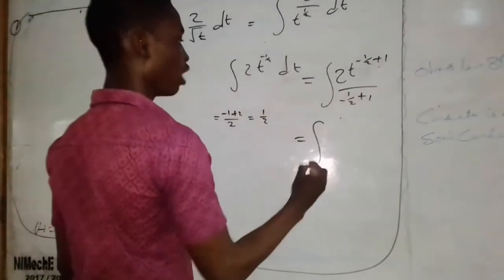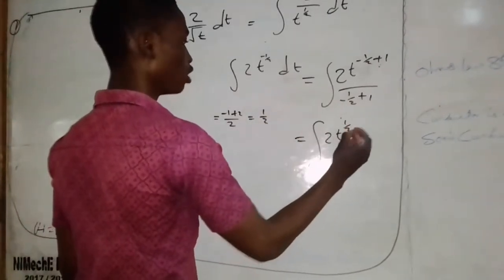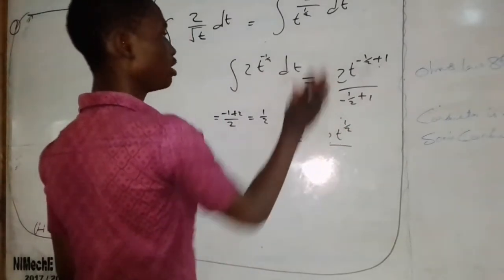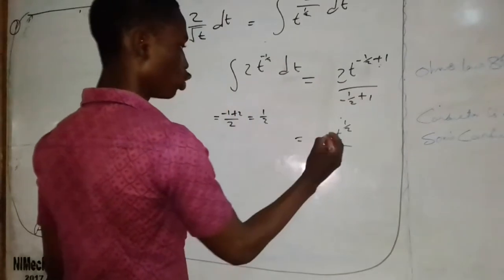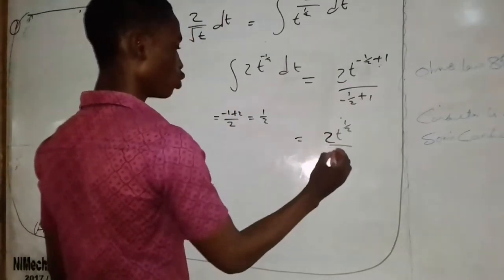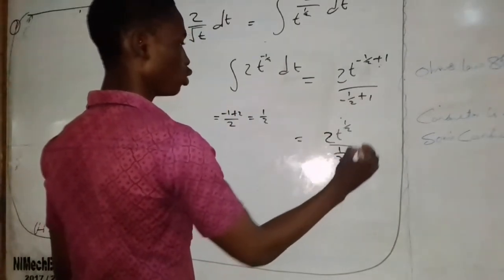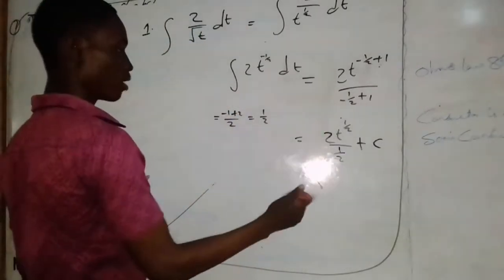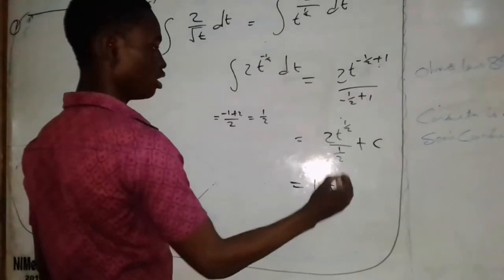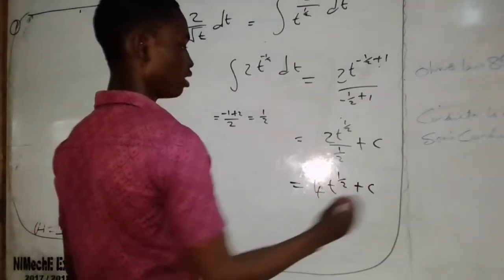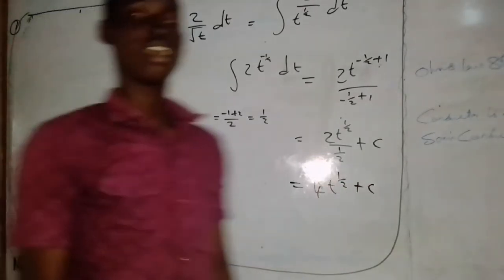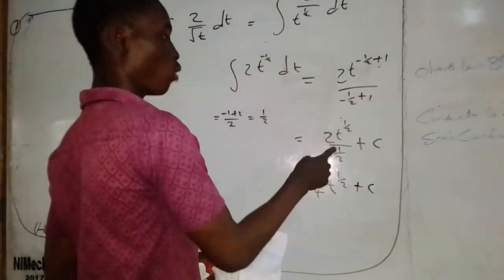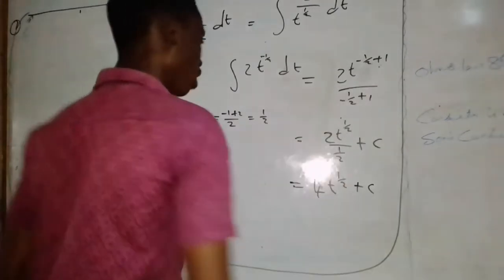So my integral of 2 t to the power minus 1 over 2, I don't need the integral at this point here, is 2 t raised to the power 1 over 2 over 1 over 2 plus c. The inverse of this is going to give us 4 t to the power 1 over 2 plus c. Are we there? So questions like this are very simple. What I did is just the inverse of this 1 over 2.